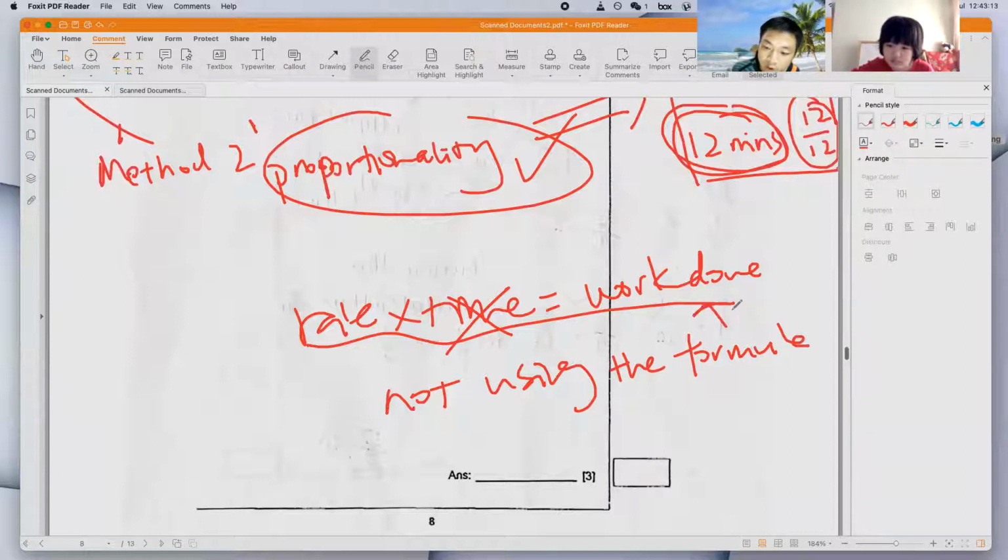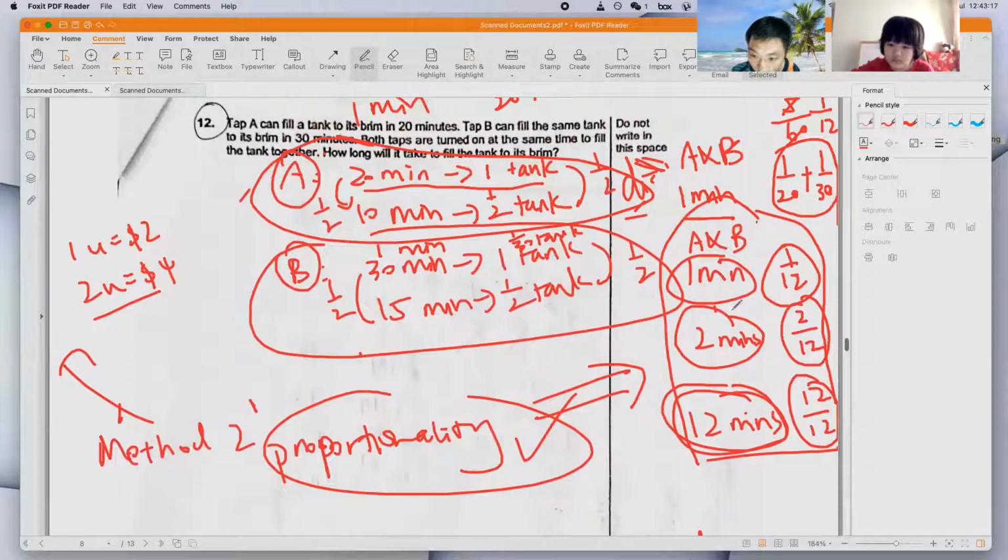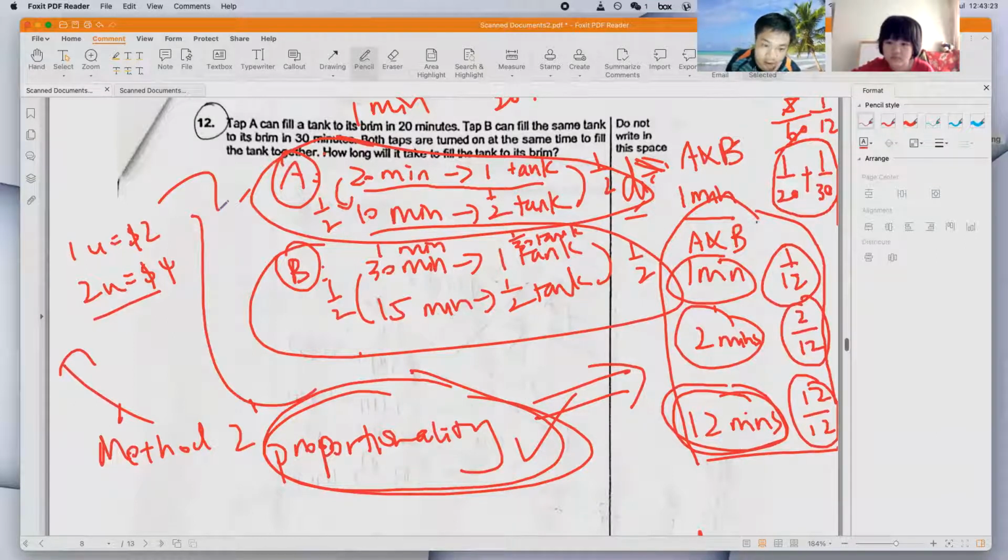Okay, to solve the question above, I'm using proportionality. So I hope you can make use of this proportionality concept to solve such questions next time. Can or not? Can. Yeah.